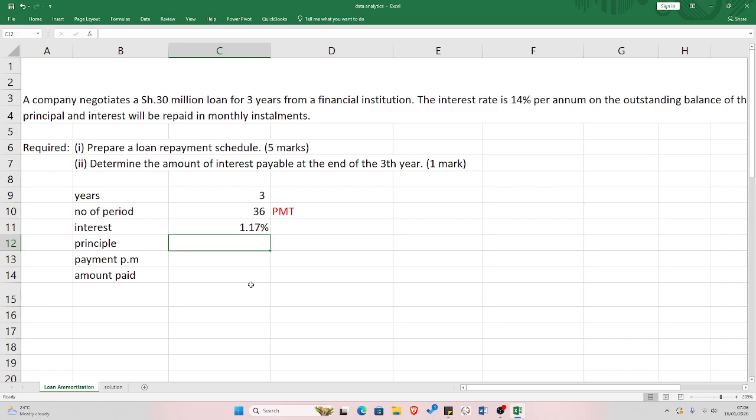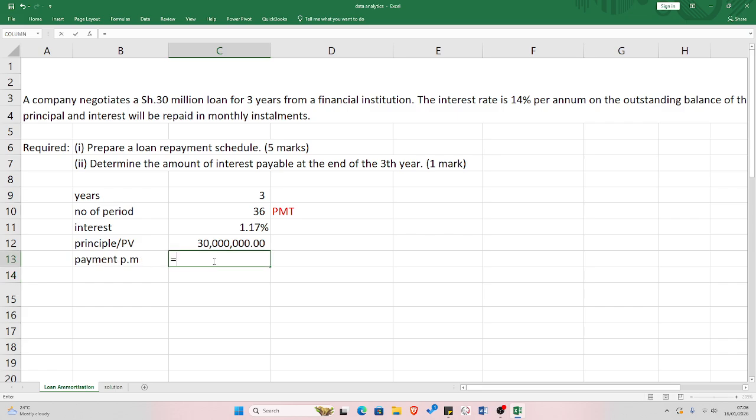Then the principal amount, or rather some of us may also call it the present value, the PV. The principal is 30 million. So what amount am I supposed to be paying every month?